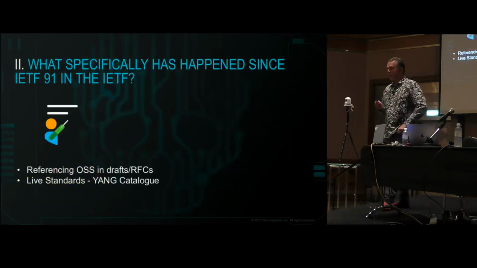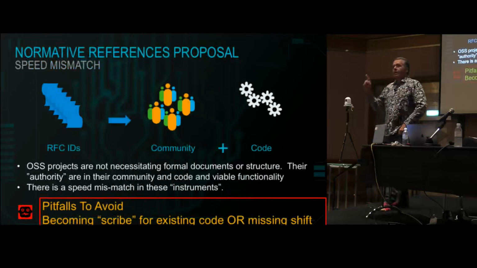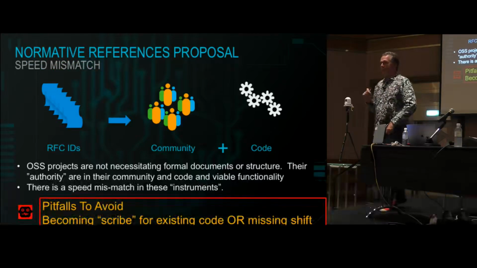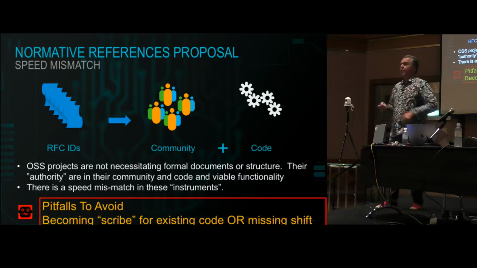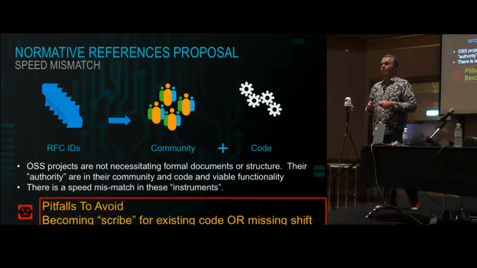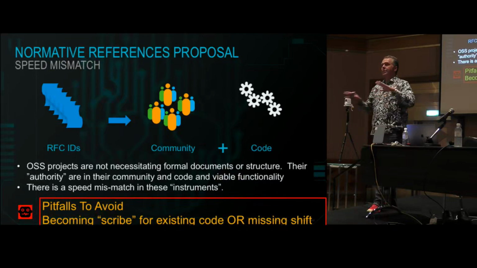And so let's talk about specifically what's happened since IETF 91. A draft was recently put out on how to normatively reference an open source community from that draft. I've talked with those authors at least, and there's a number of pitfalls to avoid. One is that you're chasing behind the code trying to document what it actually did. That is a very challenging path to actually get there. And realizing that open source projects aren't necessitating the need for standard structured documentation, and every community can actually choose the level, quality, and structure of those documents as they like because the code is the documentation.